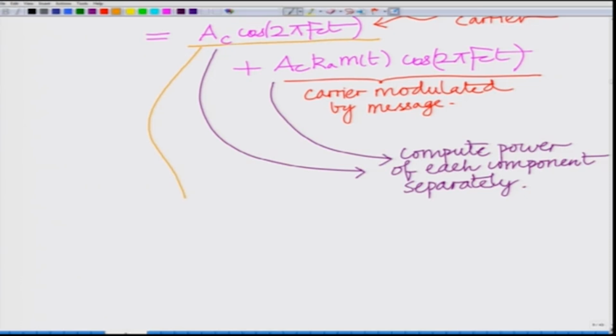sinusoidal signal. So, the power of this, that is A_c cosine 2 pi f_c t, is the amplitude square by two, that is half A_c square. So, the power of the carrier component, that is a pure carrier, a sinusoidal signal, is half amplitude square, that is half A_c square. Let us now compute the power in the carrier that is modulated by the message.